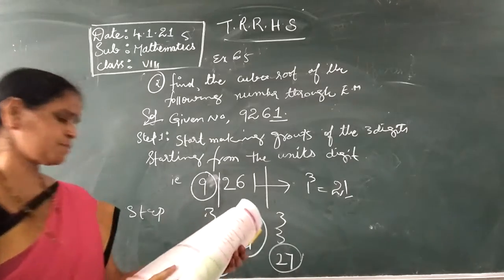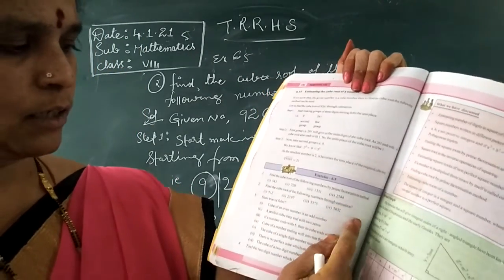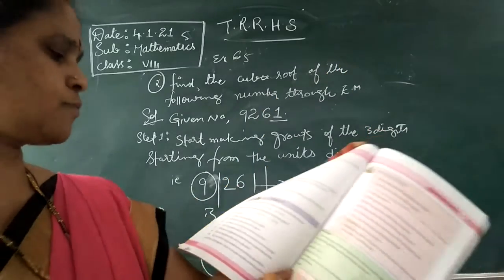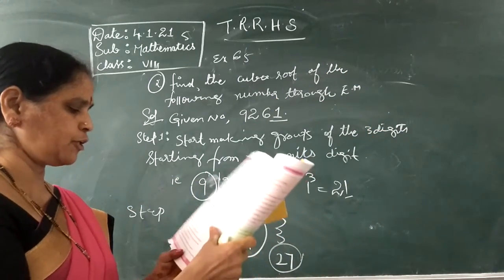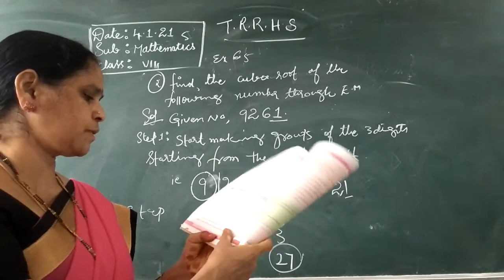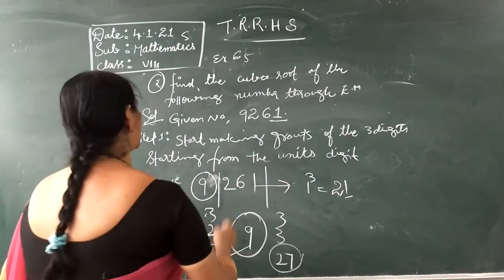This way, the steps are here. By seeing all these steps, you have to finish this full problem. And the next one is state true or false. In this true or false, you can do it on your own also, though I will explain once. Cube of an even number is an odd number. So what is a cube?